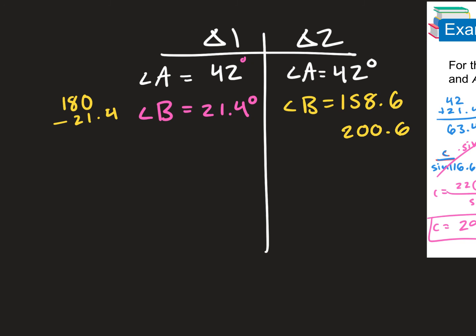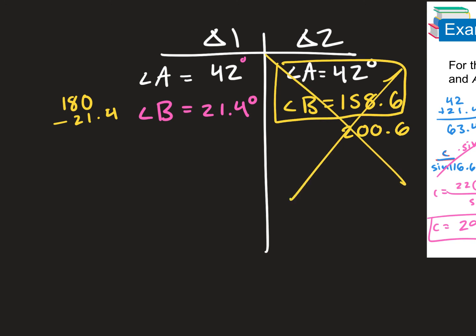200.6. Is it possible for me to have a triangle where 2 angles add up to something over 180? No. So this is not a second triangle. So we only have 1 triangle here. So that's the way we check.